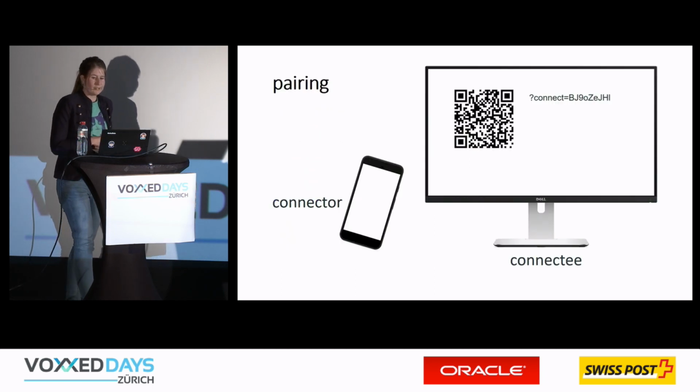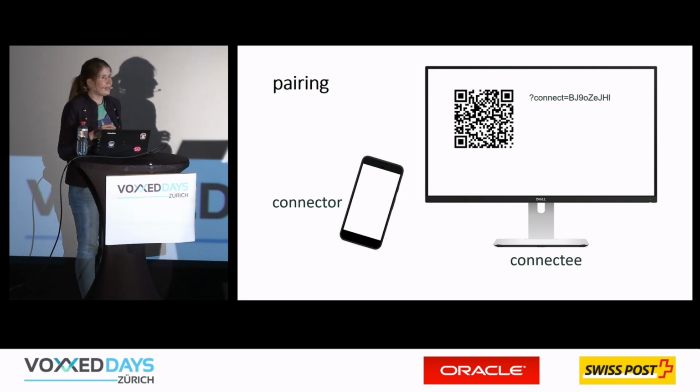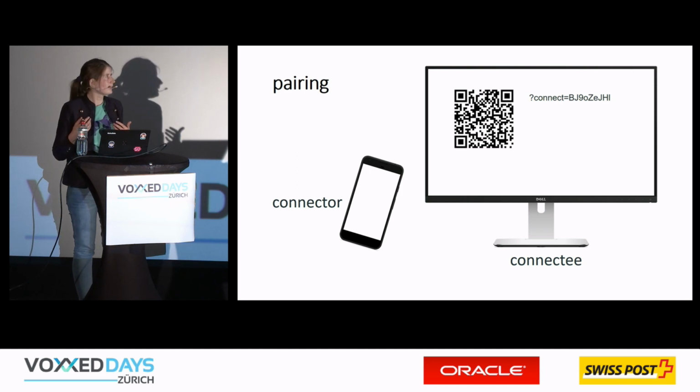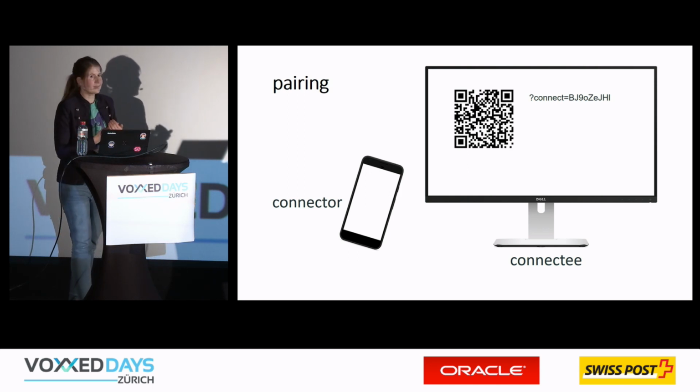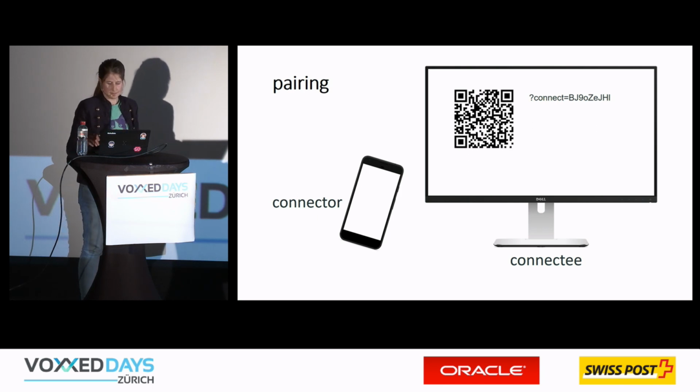Then for the pairing, we have implemented an approach where each device modifies its URL and adds an ID at the end. And then when another device accesses that URL, the two devices will be paired. And we call the first device the connectee device, and the device that initiates the connection, the connector device. This information that is in the URL can also be encoded into a QR code, so it can be scanned, or it could also be transmitted using NFC.